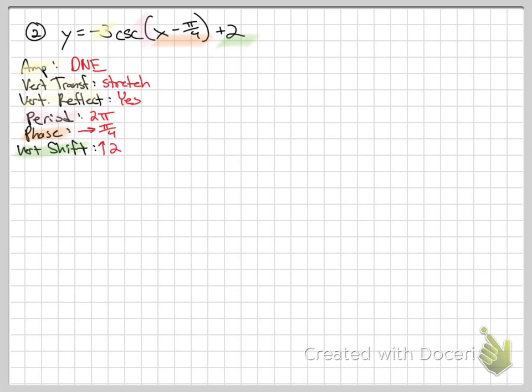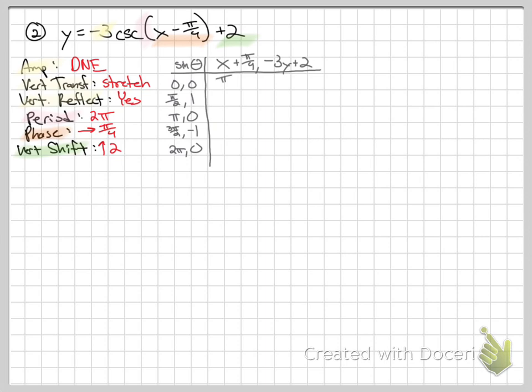Cosecant goes with sine. This time I am going to use gray like I wanted to last time. Take a second, pause the video, fill out those sine points. What are the original points around the unit circle for sine? Check yours with mine. Then the math we're going to do: x plus pi over 4, negative 3y plus 2.